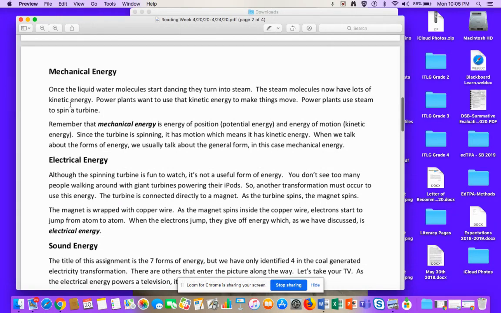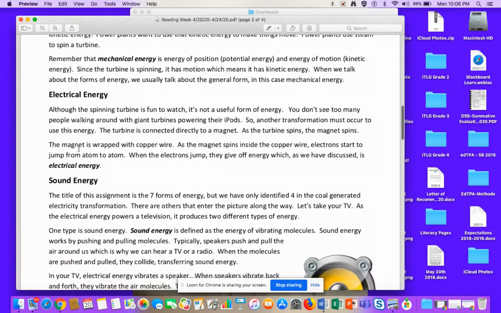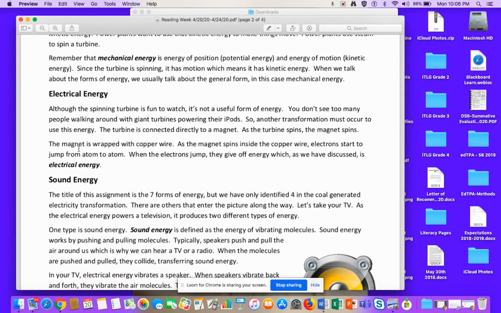Again, telling you what it is. Power plants want to use the kinetic energy to make things move. Power plants use steam to spin a turbine. Remember, the mechanical energy is energy of position, which is potential energy, and energy of motion, kinetic energy, so it's both. Since the turbine is spinning, it has motion, which means it has kinetic energy. When we talk about the forms of energy, we usually talk about the general form, in this case, mechanical energy. Electrical energy. Although the spinning turbine is fun to watch, it's not a useful form of energy.